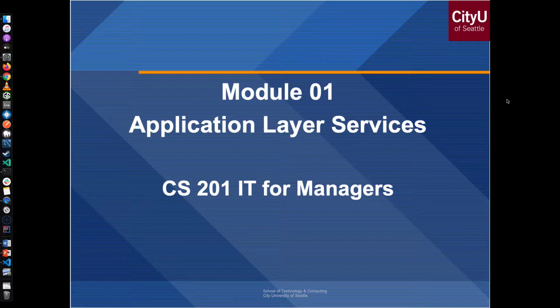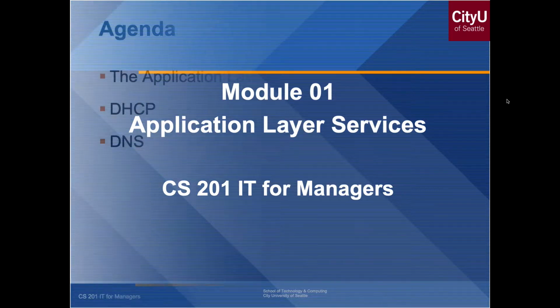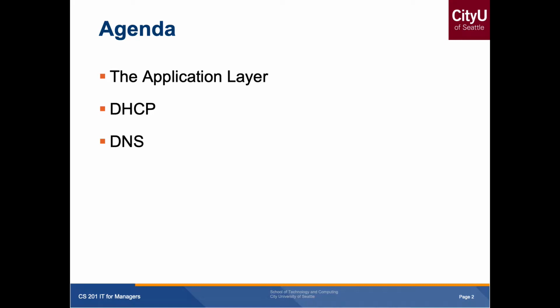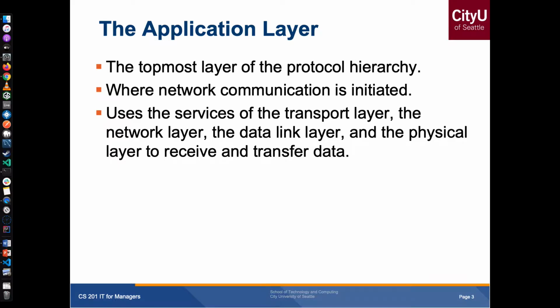We'll be talking about the application layer services for Module 1. We can start off with the application layer, and in the application layer, we do have DHCP, Dynamic Host Configuration Protocol, and DNS, the domain name system. The application layer is the topmost of the protocol hierarchy. What hierarchy are we talking about? It's basically the OSI model, and we'll be discussing that in a different module next.